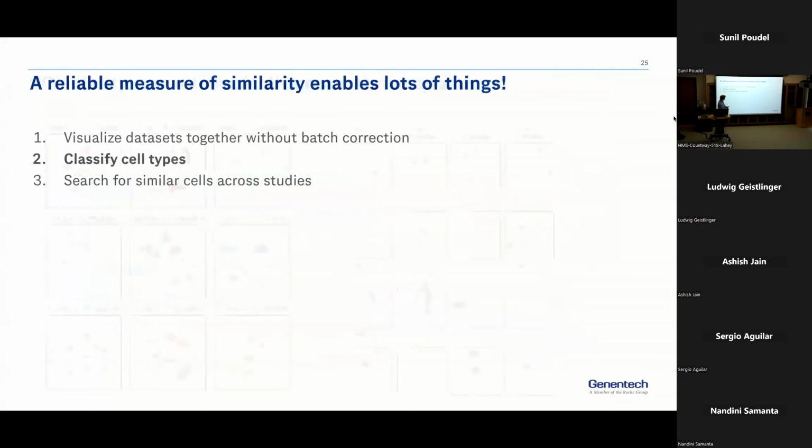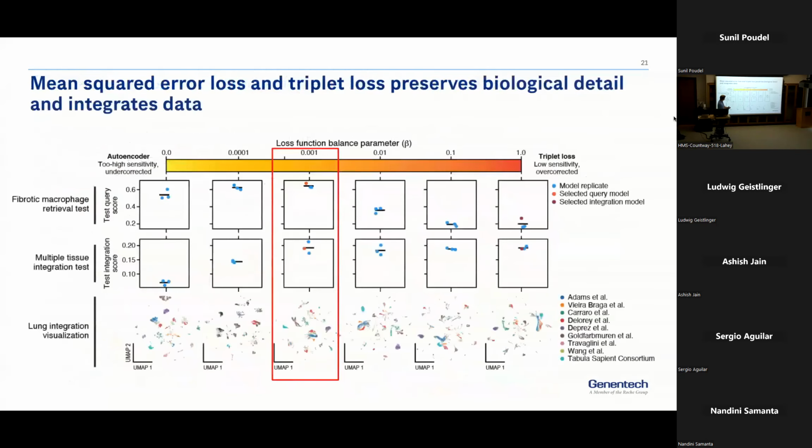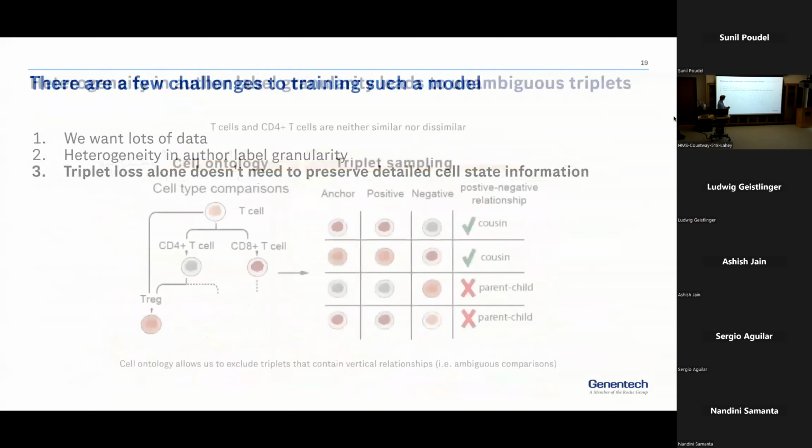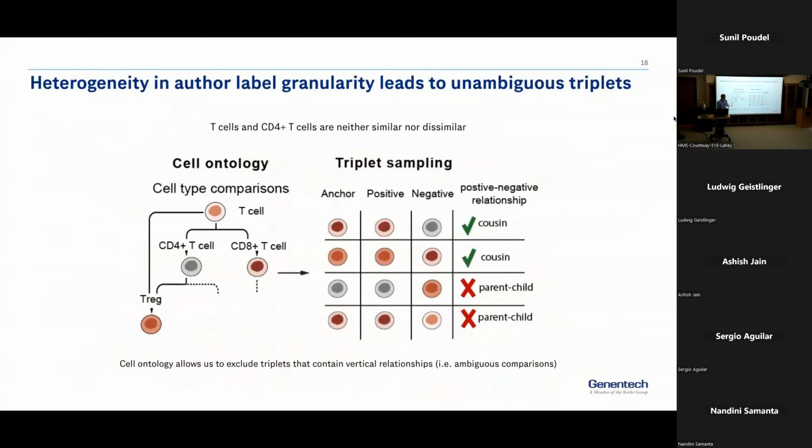So the ontology is like a community source project. So a lot of people kind of define what the links in the ontology are. The only way that I'm using the ontology is just to get this ancestor-descendant relationship.